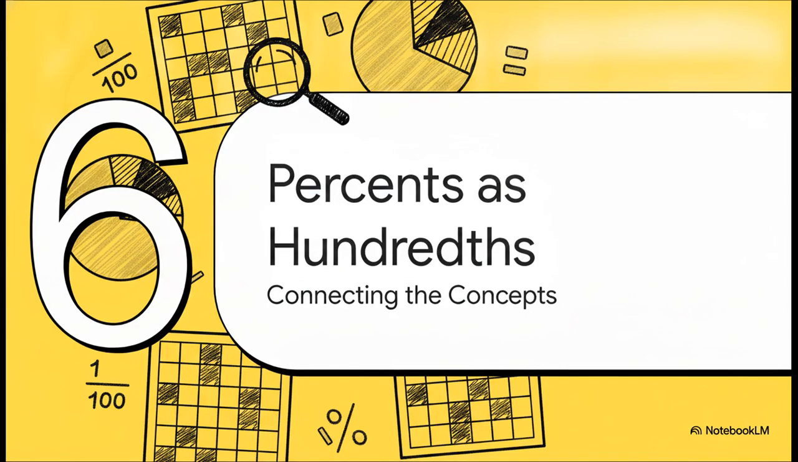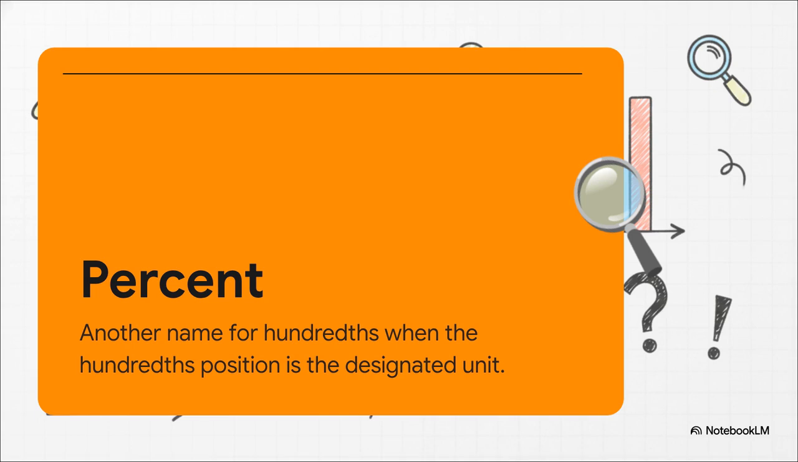Section 6. Introducing percent as hundredths. Now for our final piece of the puzzle. Percent is literally another name for hundredths. That's the whole shebang. Remember how we said earlier that the decimal point designates the unit? Well, if you decide that the hundredths position is going to be your unit, then the word percent is simply a synonym for that unit. If you have 65 hundredths, you have 65%. There are no confusing rules about jumping the decimal point 2 spaces left or right. It's essentially just a vocabulary change.